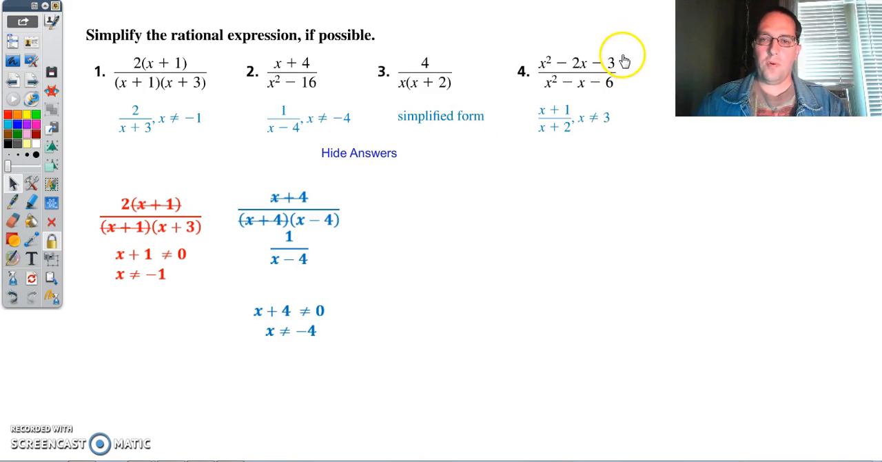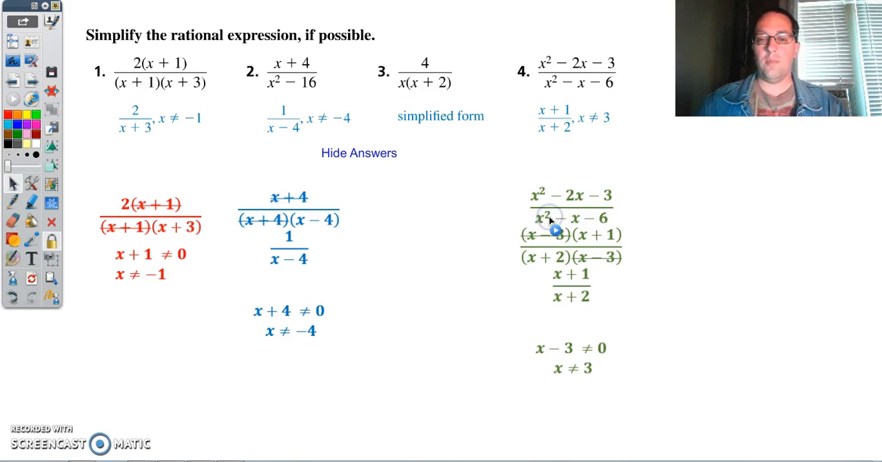Number 4, neither the numerator nor the denominator is factored, so we've got to factor them both. It takes a little bit more work, but it's still not too bad. That factors as x minus 3 times x plus 1, and x plus 2 times x minus 3. Notice they both have an x minus 3, so those get canceled out. That leaves us with x plus 1 over x plus 2. Now we did take stuff out, so we've got to make sure that this doesn't equal 0. So x minus 3 equals 0 when x equals 3, so x can't equal 3.